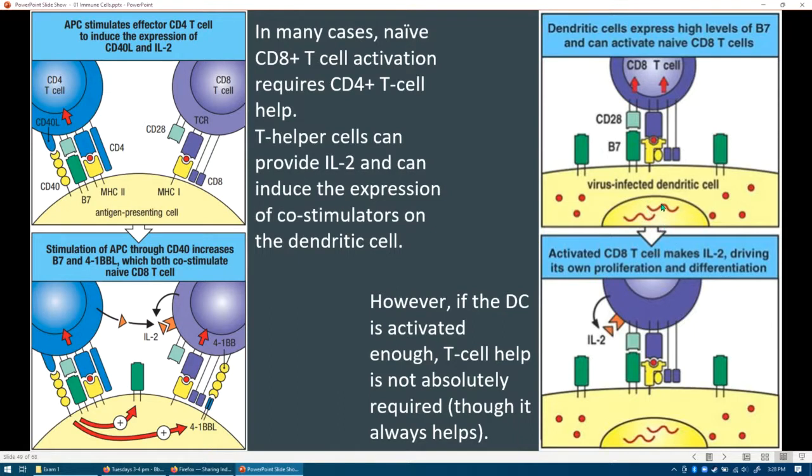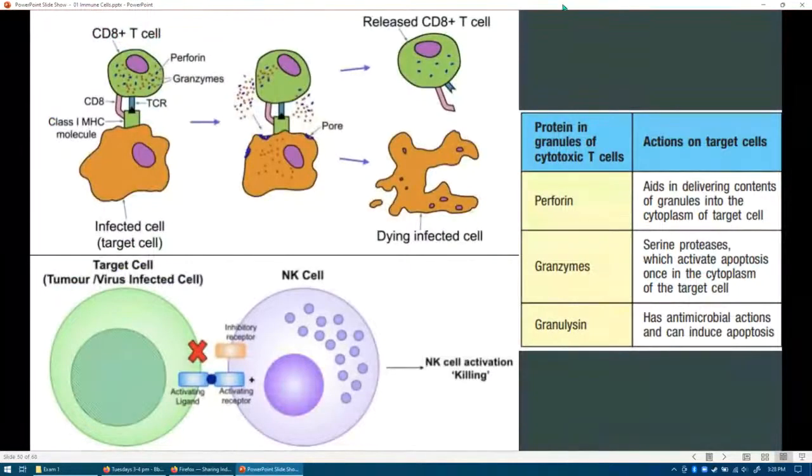Okay, if the dendritic cell is angry enough, if it's really activated, or maybe it's even infected with the virus, then guess what? You can get an adequate CD8 response to it. Okay, but the Th1 response always helps with the CD8 positive T cell response.